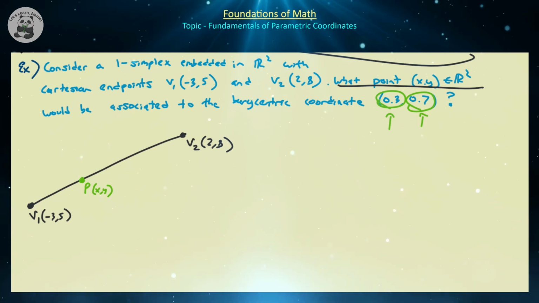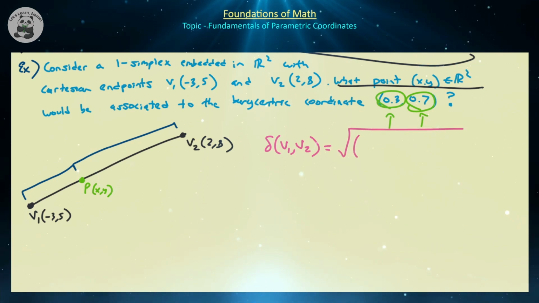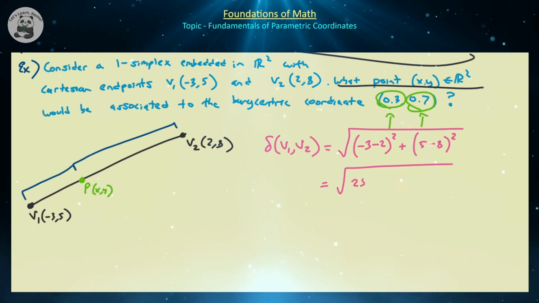So what exactly does that mean? That means this distance here in terms of the total distance. So what would the total distance between these 2 points be? Let's just find that. The distance from V1 to V2 in Cartesian world is just going to be equal to the square root of (x2 minus x1) squared plus (y2 minus y1) squared. So that's (-3 minus 2) squared plus (5 minus 8) squared. That's going to be the square root of 25 plus 9, and that's going to be equal to the square root of 34.